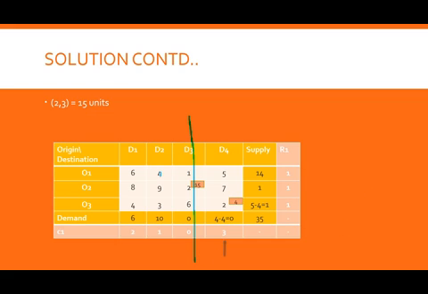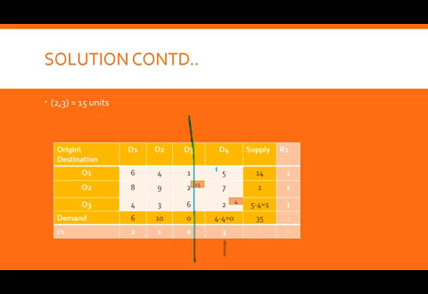Recompute the penalties. Least cost is 4, next least is 5, difference is 1. 7, 8, difference 1. 2, 3, difference is 1. 4, 6, difference is 2. 3, 4, difference is 1. 2, 5, difference is 3. Once again, here it is a clear-cut case. So the highest penalty is 3.